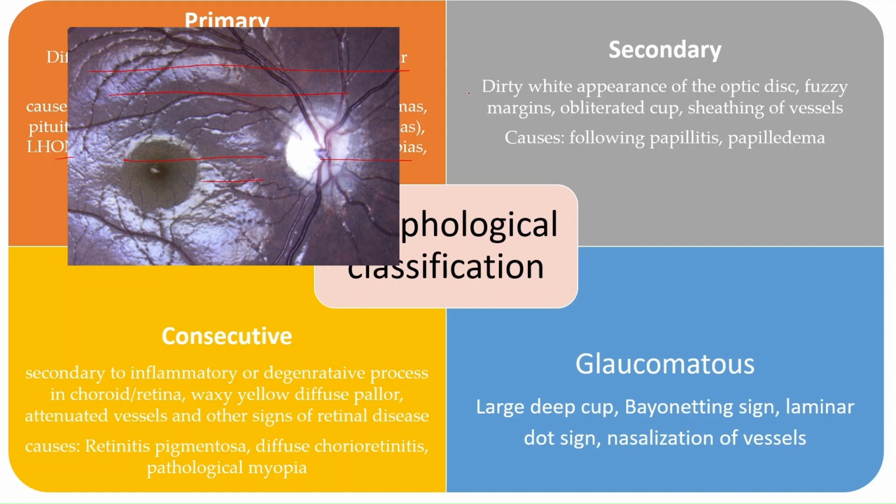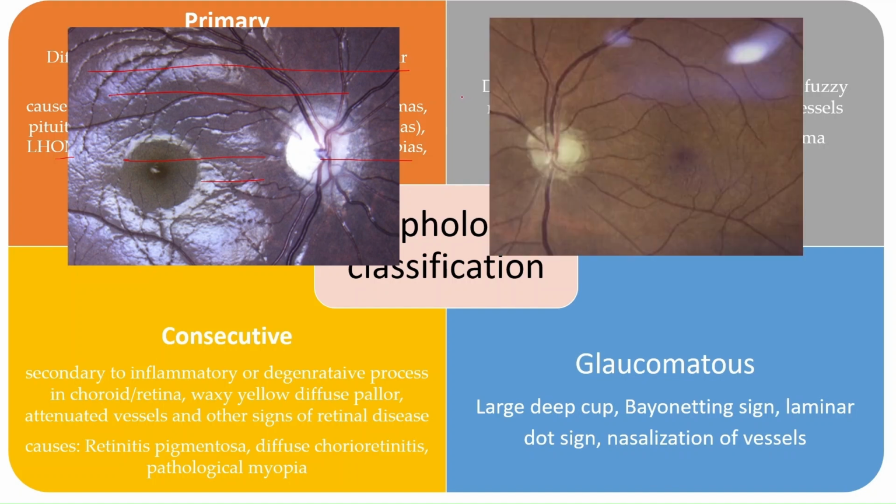Secondary optic atrophy, on the other hand, is characterized by a dirty white appearance of the optic disc with sheathing of vessels. It usually follows a swollen disc, either following papillitis or papilledema. If you see carefully, there is some sheathing of vessels here.